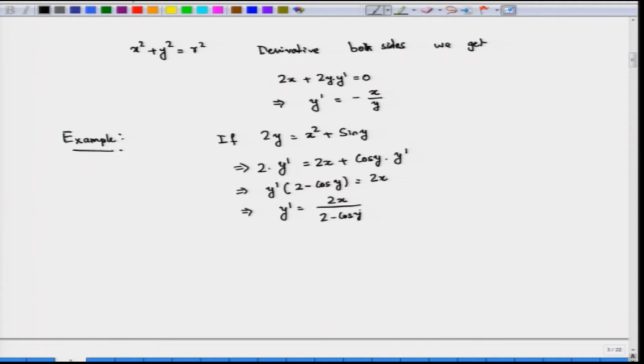This can never be 0, whatever value y takes, because cos y is going to be between minus 1 and 1. So this is the so-called implicit differentiation.